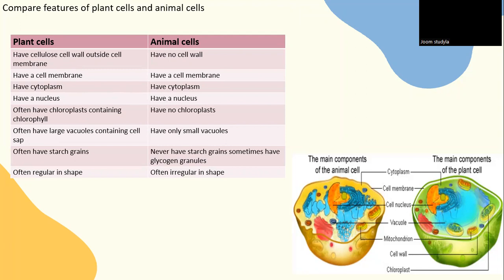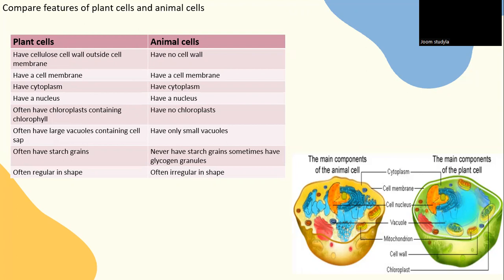And how about the differences between plant cells and animal cells in terms of chloroplast? Chloroplast is contained in plant cells, but not in animals. Why? Because plants carry out photosynthesis. So that's why plants often have chloroplasts, which contain chlorophyll.